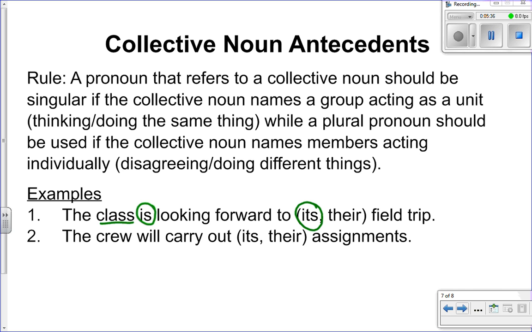In the second sentence, the crew will carry out their assignments. Now, in this sentence, the antecedent is crew. There's really not a context clue in terms of the verb, but it says assignments, which means they have different assignments, and assignments is plural. So in this one, I'm going to choose the plural pronoun there.